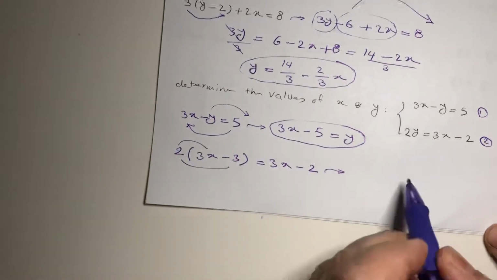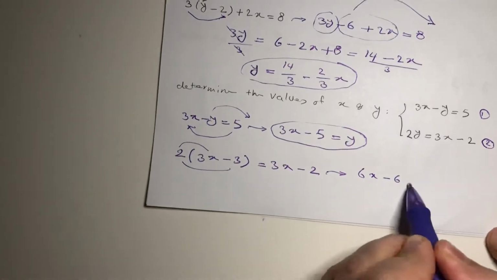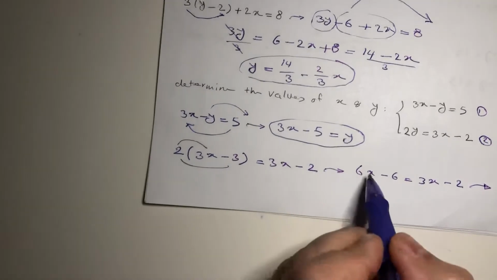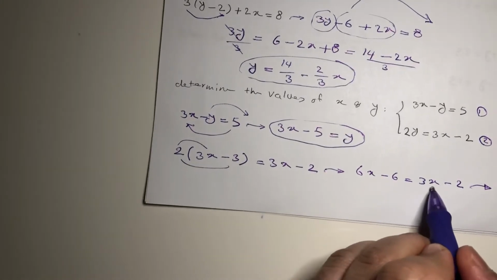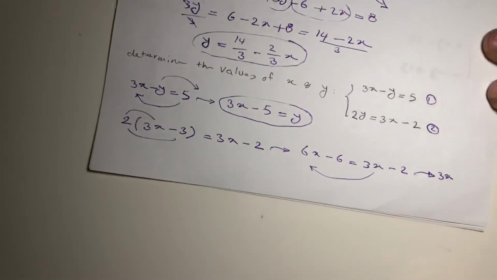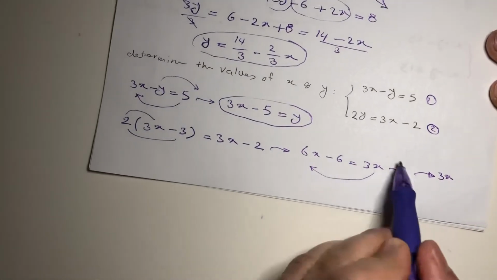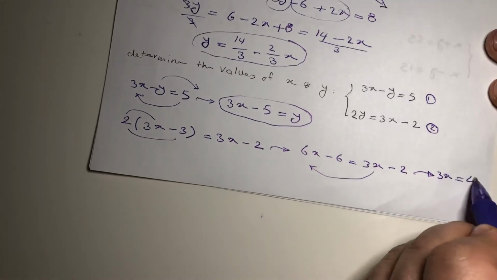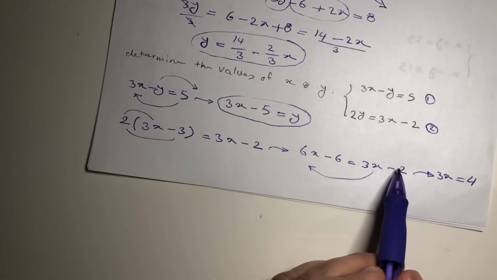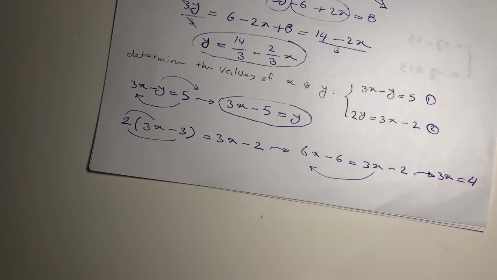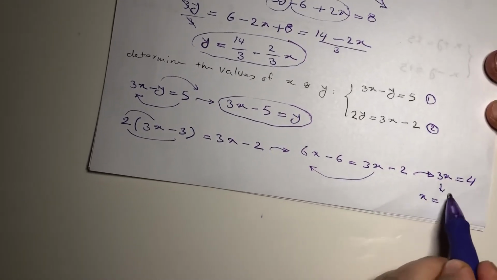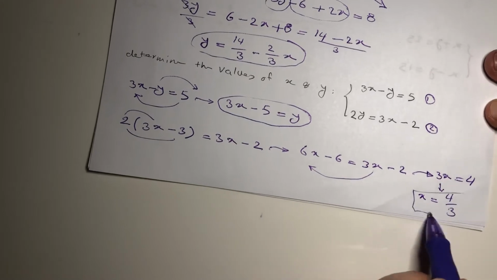If we distribute this, 6x minus 6 equals 3x minus 2. If you solve this, 6x minus 3x is 3x equals 4, right? Because if minus 6 goes to the other side, it becomes plus 6, minus 2 is 4. So 3x is 4. From here, x is equal to 4 over 3.